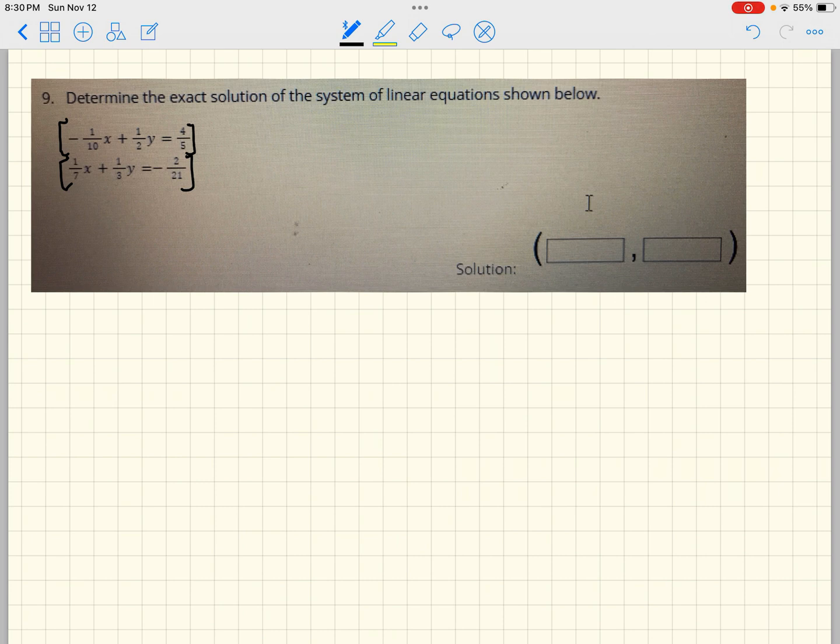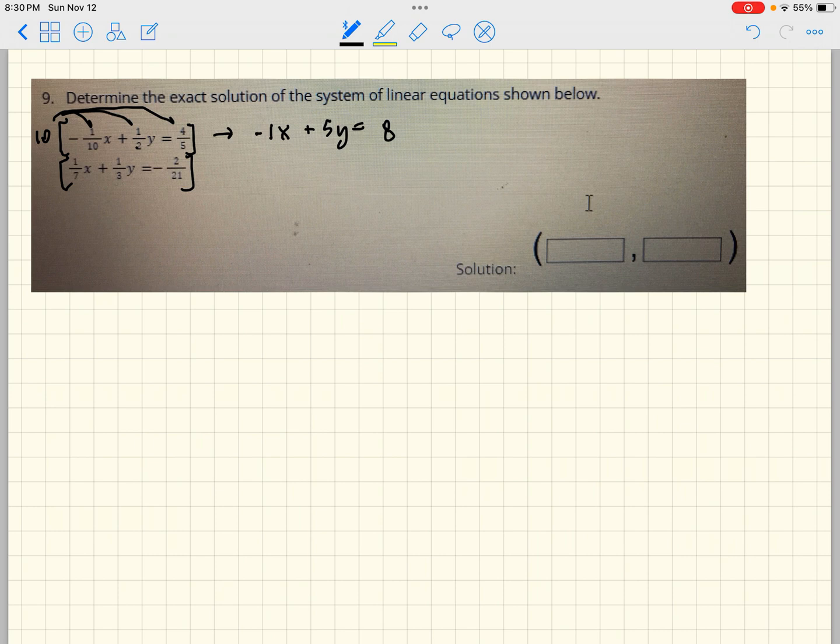So I notice here I'm dividing by 10, dividing by 2, and dividing by 5. Well, all those numbers, if I multiply this by 10, look what's going to happen. So this first one, 10 divided by 10 is 1 times negative 1. That would become negative 1x. 10 divided by 2 is 5. 5 times 1 is positive 5y. And then this last one's a little tricky. 10 divided by 5 is 2. And then 2 times 4 is 8. So if I multiply that top equation by 10, that'll get rid of all those fractions.